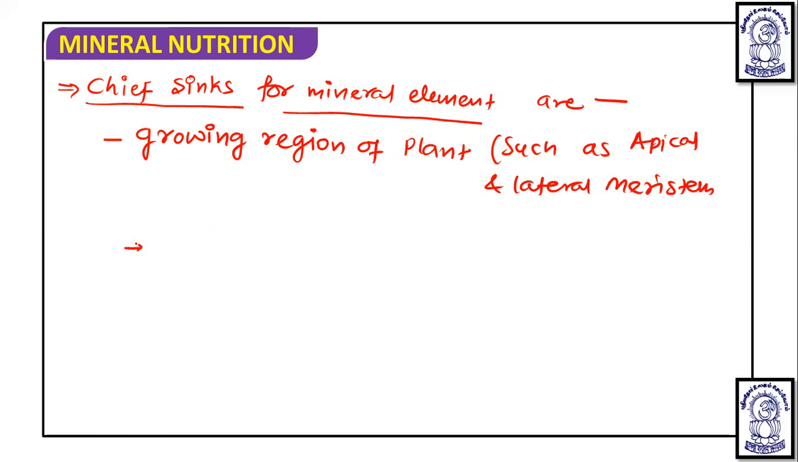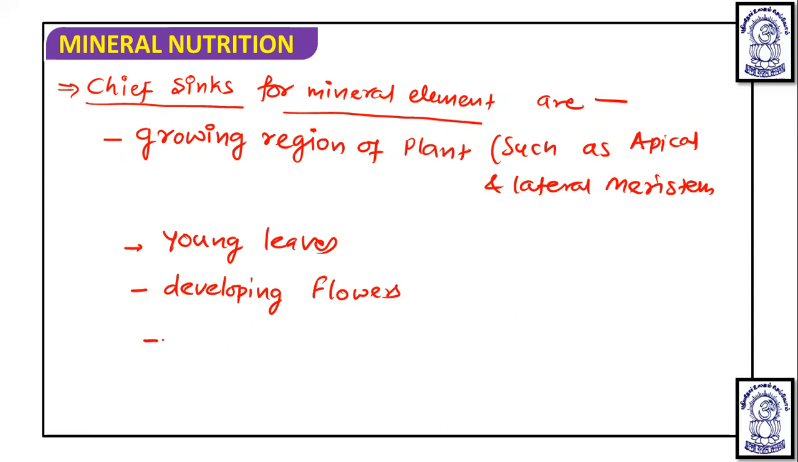Meristem. Apart from this, young leaves also need mineral elements. Then developing flowers, fruits, seeds, and storage organs. Okay, these all act as a chief sink.